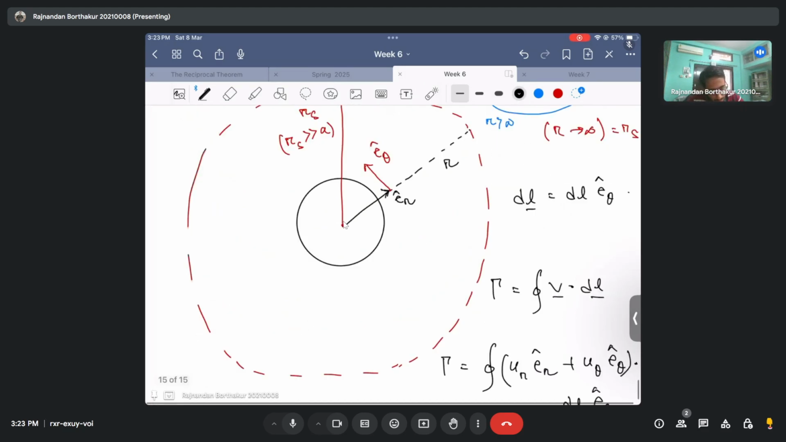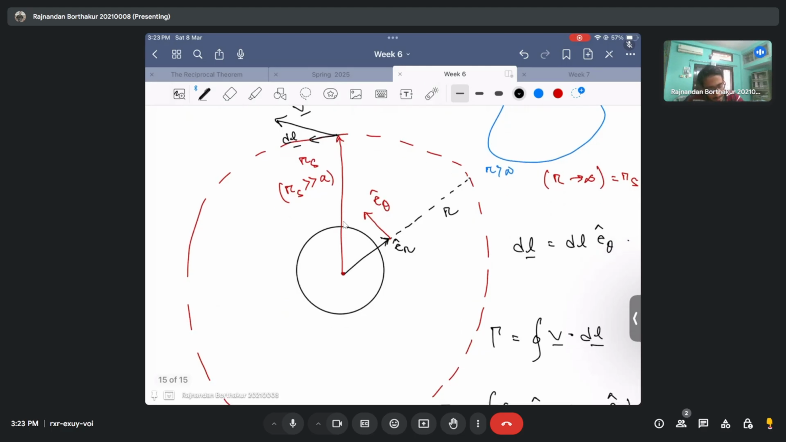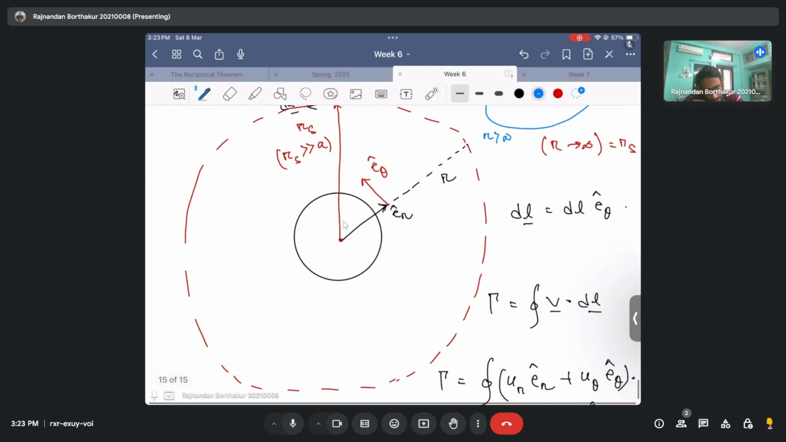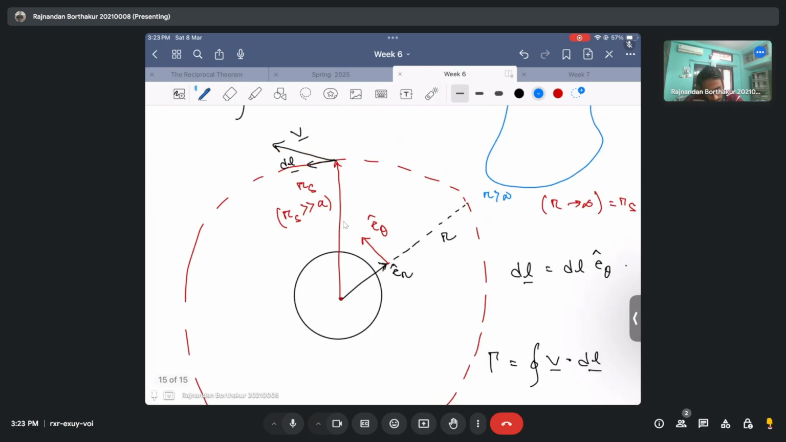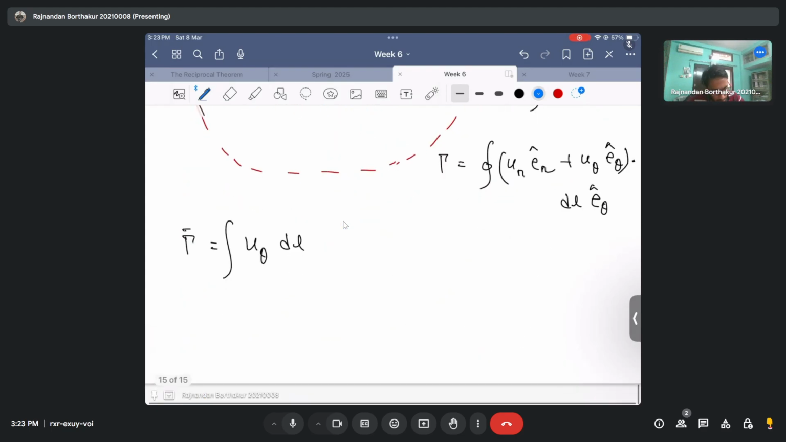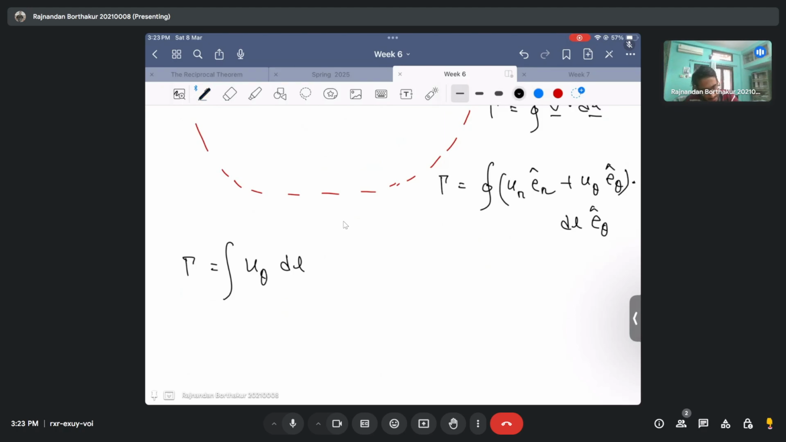Now let's see what this dl would look like. I have already defined dl. It is this infinitesimally small length, and we want its magnitude. So what would that be? This would be some r, and then I know that the subtended angle is just going to be d theta. So my dl will then just turn into r d theta, and this is a closed integral.